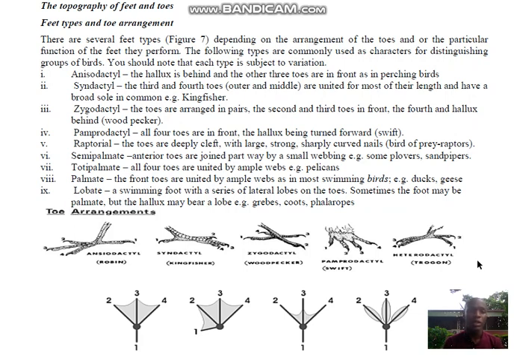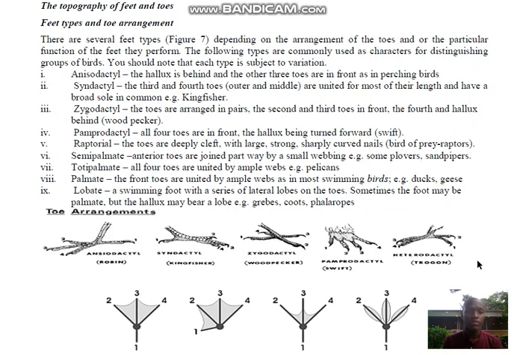For the zygodactyl, the toes are arranged in pairs, as in the meaning of zygote. The second and the third toes are in front, and the fourth and the hallux, the fourth and the first, are facing behind. A good example is a woodpecker. For the pamprodactyl, all four toes are in front, and the hallux is also turned to the front. A good example is a swift, and this is not favorable for perching birds.